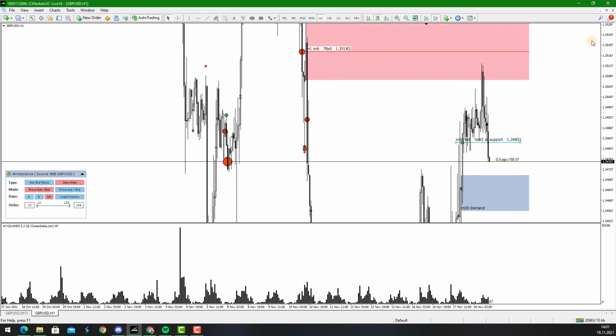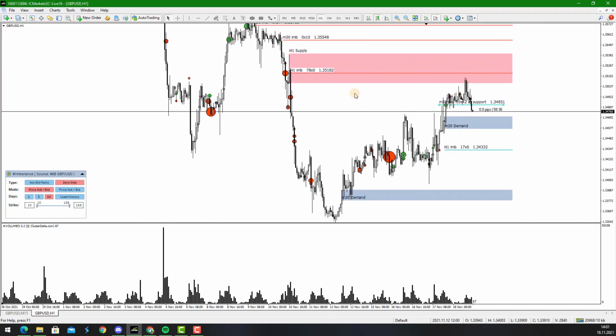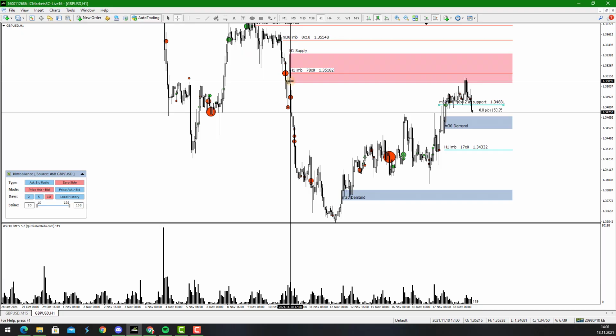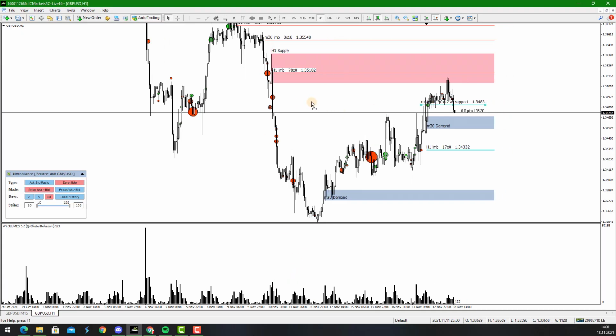So let's start with the main markup. I drew here the big supply zone because it was after a break of structure and really great volume. This leg out has the biggest volume in this whole day, so I thought there could be some orders here. Even if this imbalance 78 to 0 was already filled by creating this supply, I treated it as an important level, a kind of baseline in this supply.